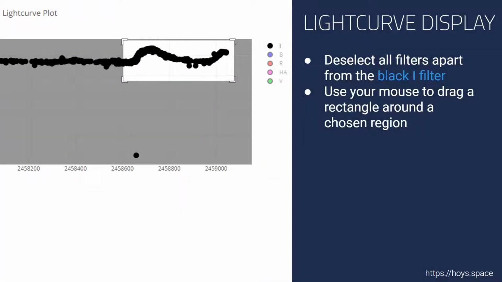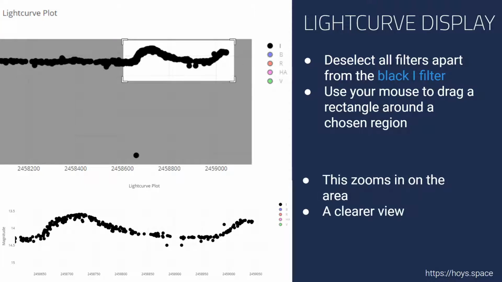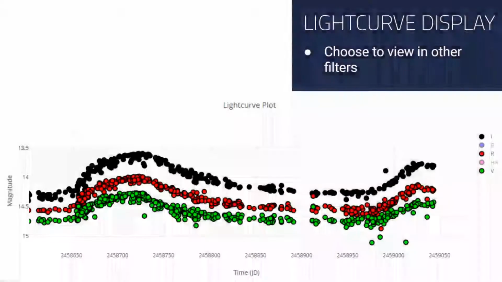So let's zoom in a little bit on the light curve. Let's deselect all the filters apart from the eye filter, the black one, and using your mouse drag a rectangle around the adjusting part of the light curve. And this will zoom in on the light curve, and now we have a clearer view of the outbursts of the star. You can see on the left it had an outburst about a year ago and is currently undergoing another outburst. This is the object in the Elephant Trunk Nebula. And we can add in the other filters to see how the light curve behaves.